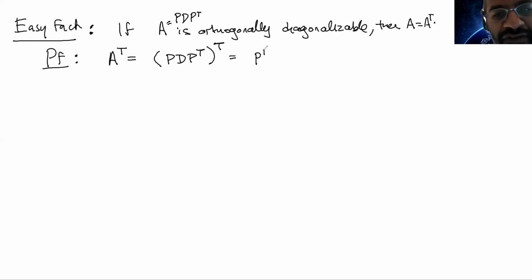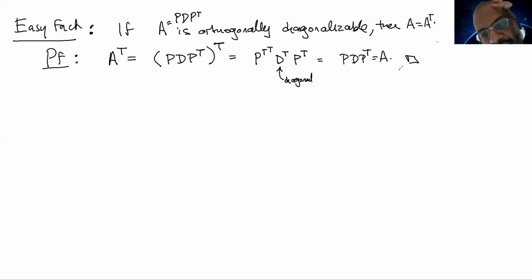So this is P transpose transpose, D transpose, P transpose. But D is diagonal, and a diagonal matrix is equal to its transpose. And transpose transpose is the same as doing nothing. So this is just PDP transpose, which is A. This is a trivial fact.